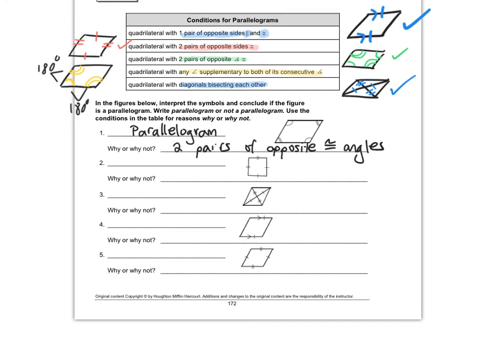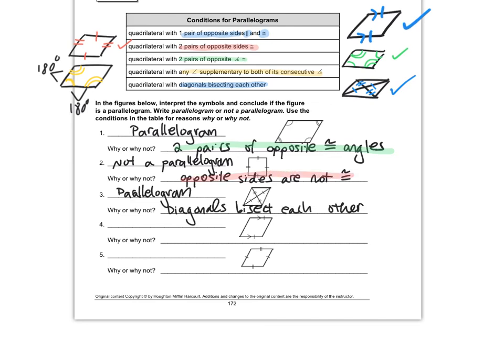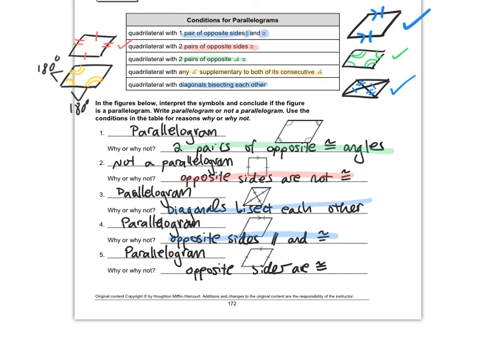So this one is a parallelogram, and it's because of our green property up top that says that 2 pairs of opposite angles are congruent. This next one is not a parallelogram because the opposite sides are not congruent. That was the second condition we looked at. Number 3 is a parallelogram because the diagonals bisect each other. That's our 5th condition. And number 4 is a parallelogram because there's one pair of opposite sides that are both parallel and congruent. And that was the very first condition that we had there. And this 5th one is a parallelogram because it has 2 pairs of opposite sides that are congruent. That was our second condition.